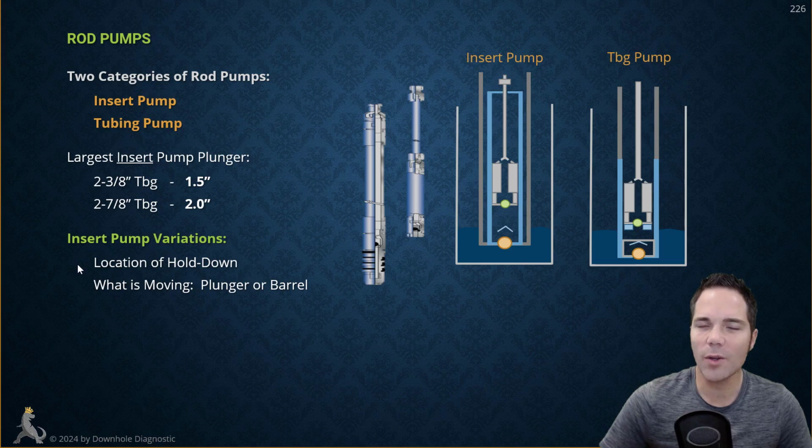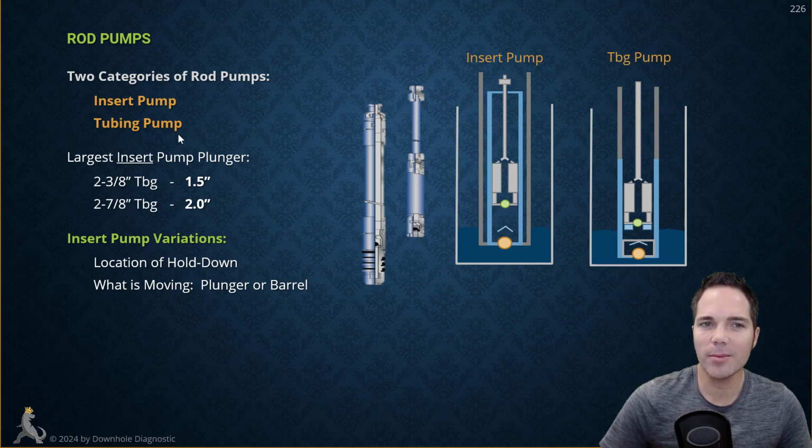First off, where's the location of the hold down? Is it a bottom hold down like we see here, or is it a top hold down? And the second thing is what is moving. Usually it's the plunger attached to the rod string that's stroking, but you can also have a traveling barrel pump. I will show you on the next slide. But if you understand that, insert pump, tubing pump, and then when it comes to insert pumps, where's the hold down and what's moving? That's basically all the different types of pumps.